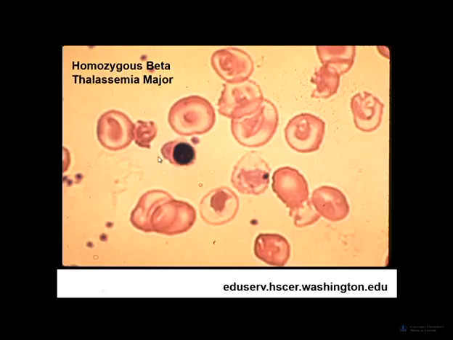Just to show you a smear, they have these bizarre red blood cells, target cells. You'll see, because of ineffective erythropoiesis, nucleated red blood cells in the periphery. The bone marrow is trying to make as many red cells as possible. You'll see Howell-Jolly bodies.